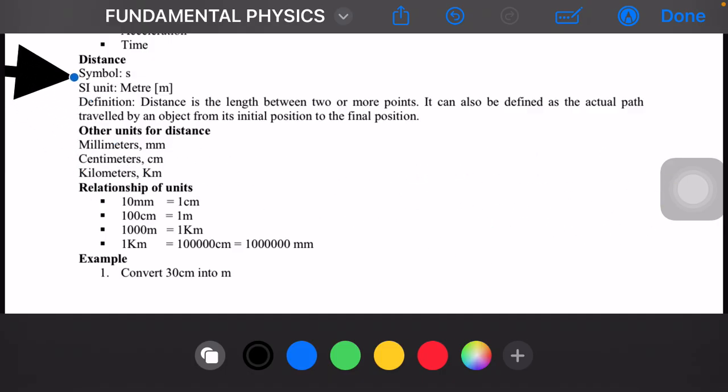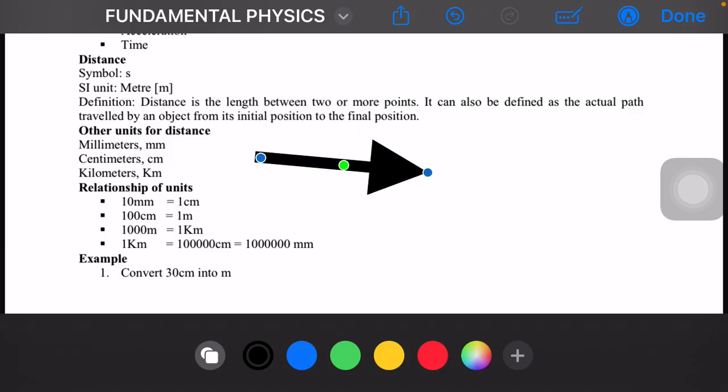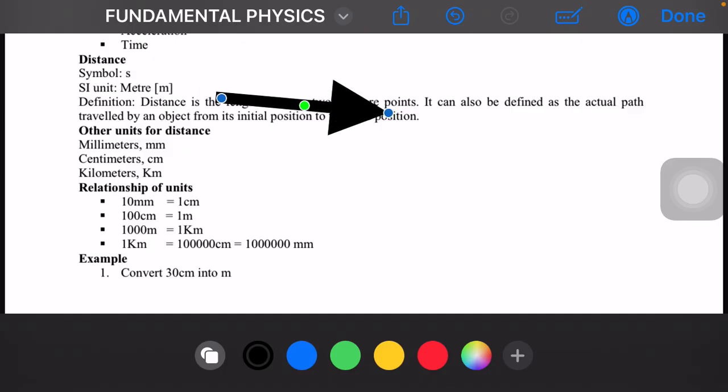Distance: its symbol is S. It's measured in meters, and the definition of distance is the length between 2 or more points. For example, with my arrow which I'm using here to point, you have a point which is blue here, and a point which is green. The space between the point where the arrow is blue and the point where the arrow is green, we call it distance.